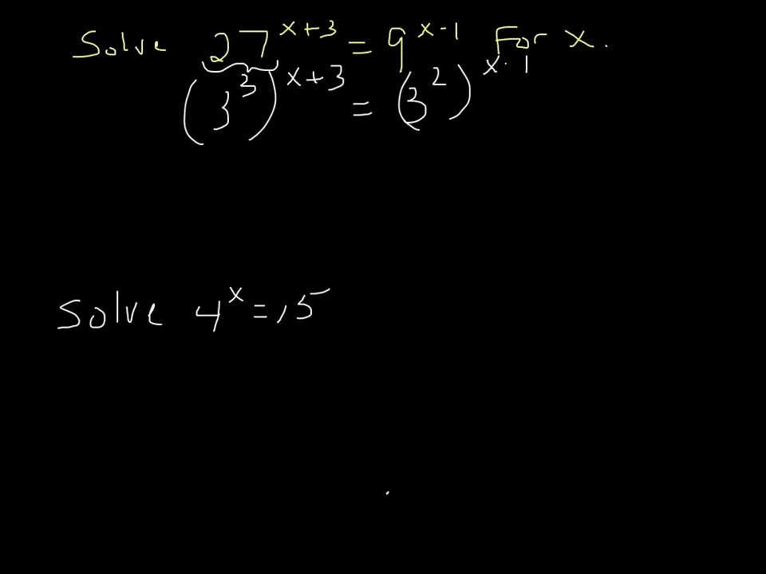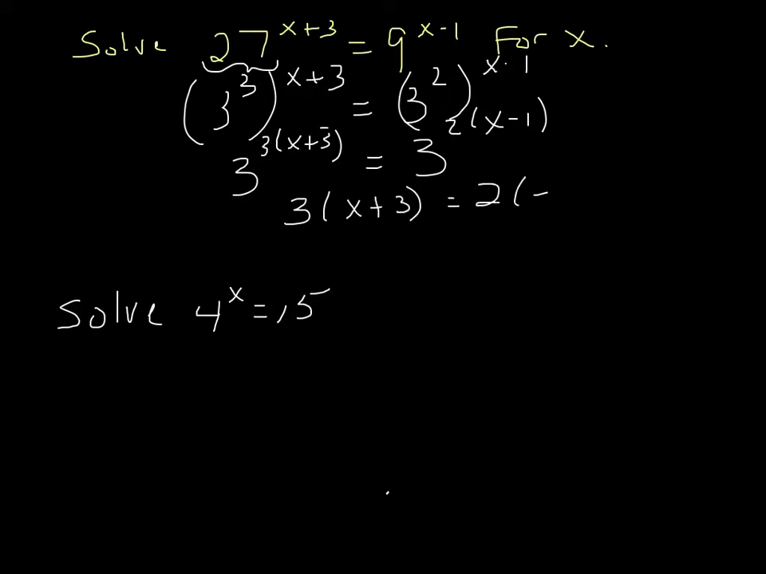So what this really is, this is 3 raised to the 3 times x plus 3, because when I raise a power to a power, I multiply the exponents. This is really 3 raised to the 2 times x minus 1. So now I have two exponential expressions, two powers that are equal, and they have the same base, which means that their exponents have to be equal to each other.